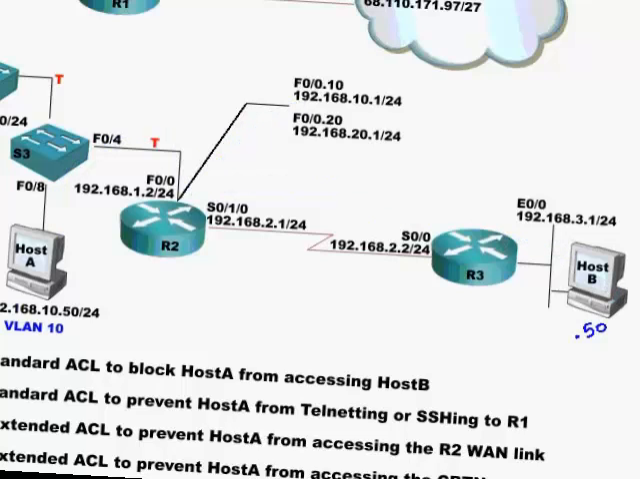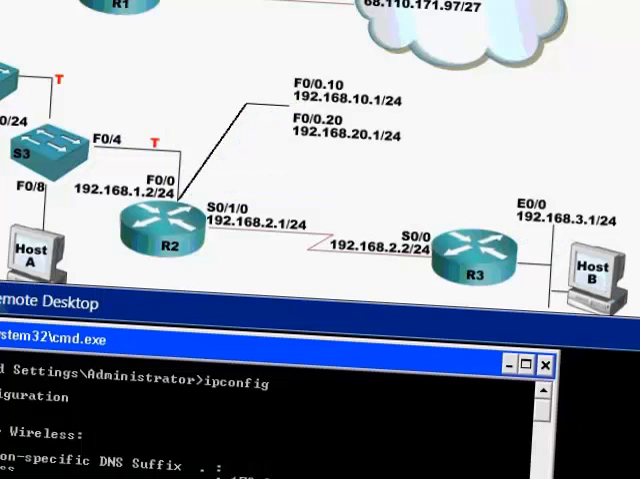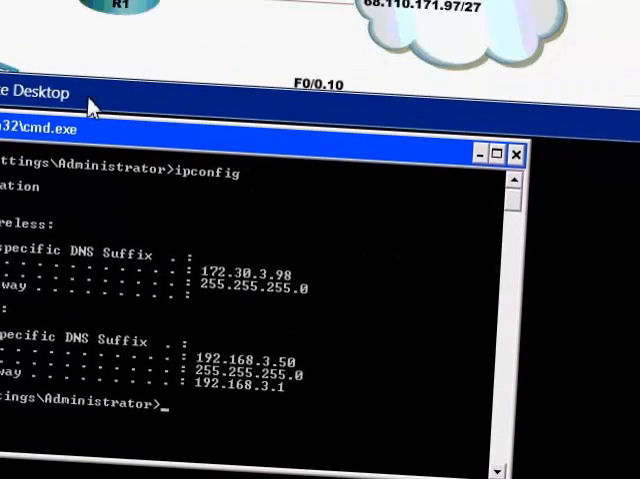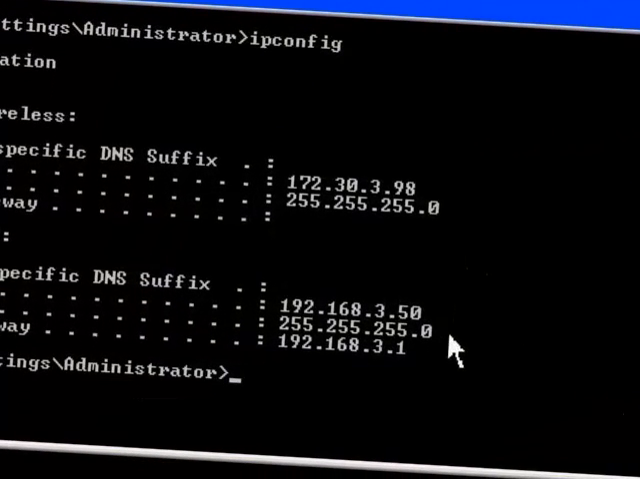So then Jeremy connects to host B. He does a remote desktop to host B, and from there he'll run a trace route to see the behavior of the packet travel.